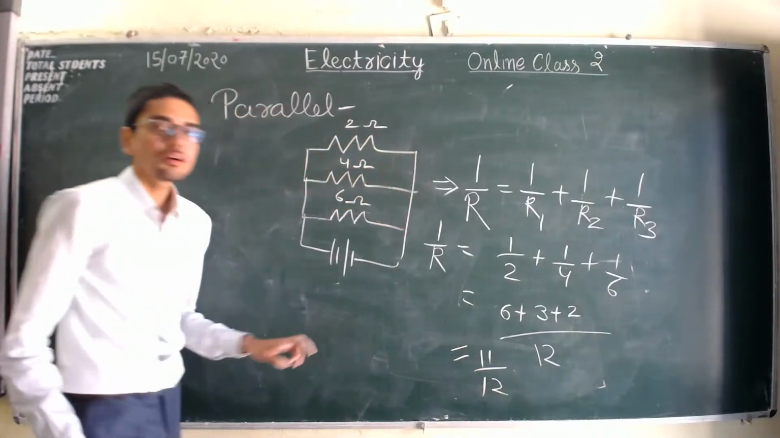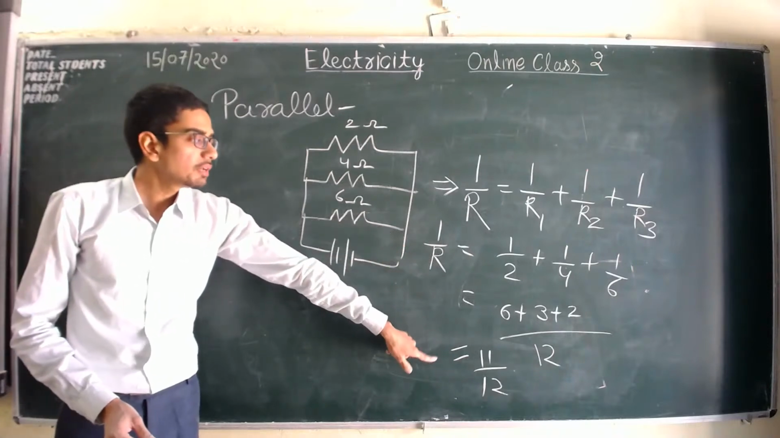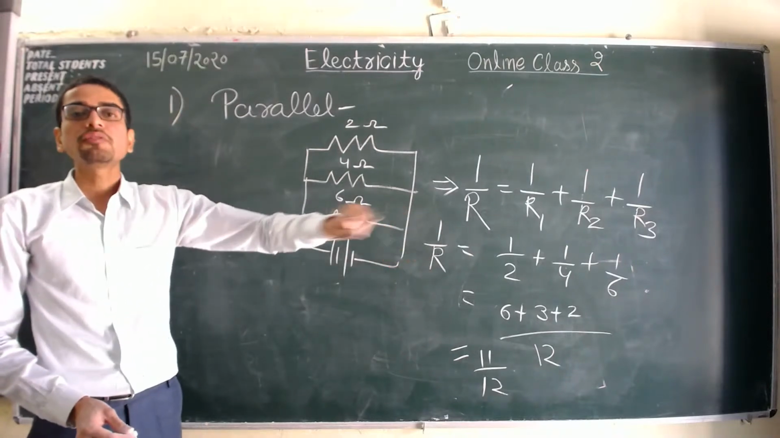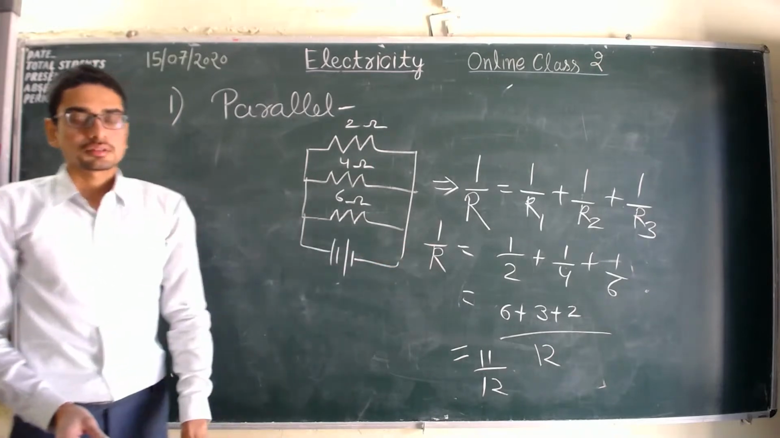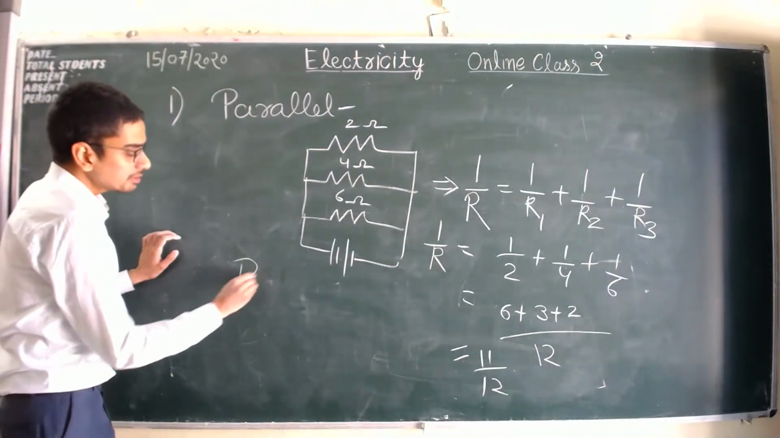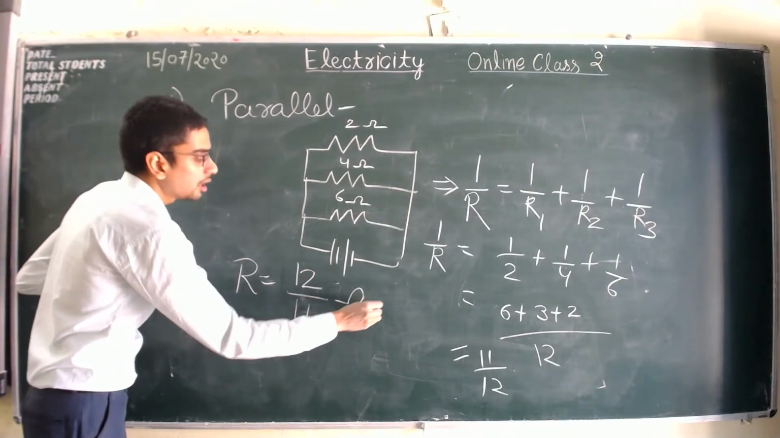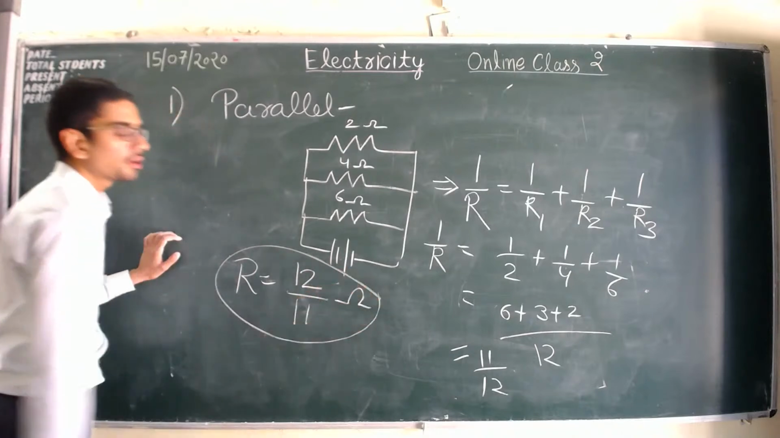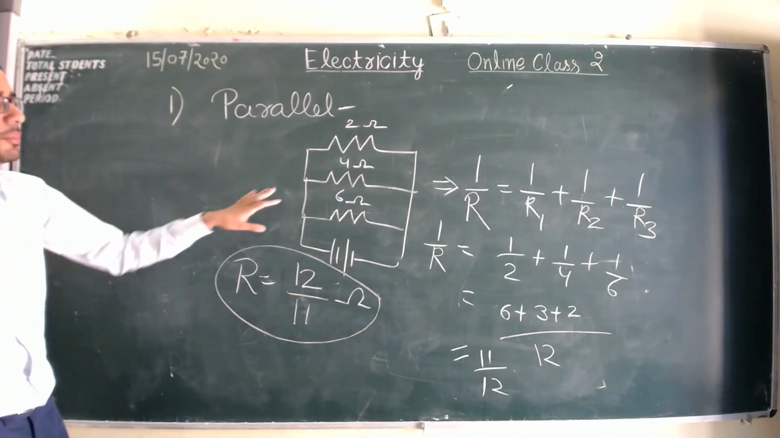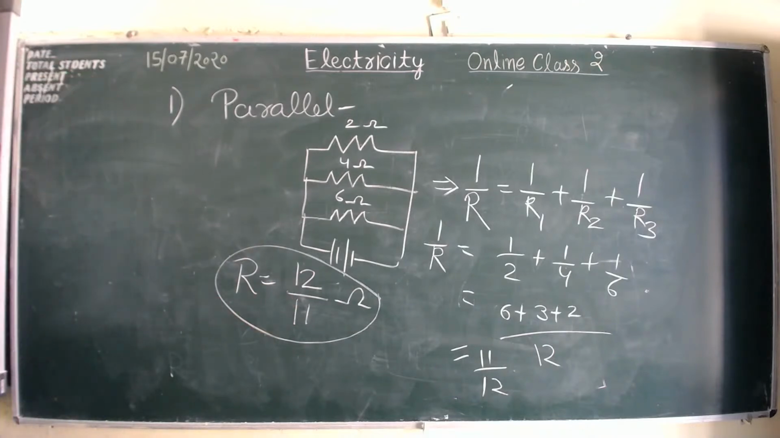Why? Because it is the value of 1 by R. 11 by 12 is the value of 1 by R. We have to find the value of R. So if 1 by R is 11 by 12, then R is 12 by 11. This is the combination of resistances in parallel. Total resistance is 12 by 11. So the correct answer is 12 by 11.